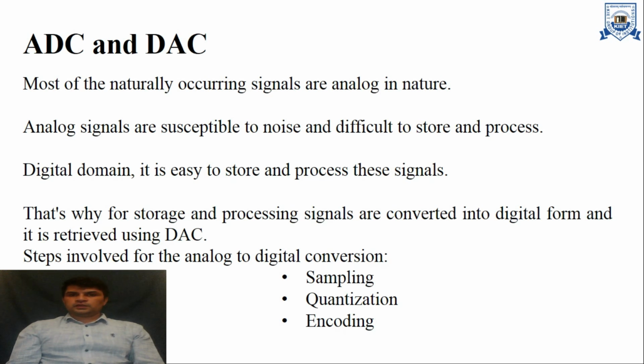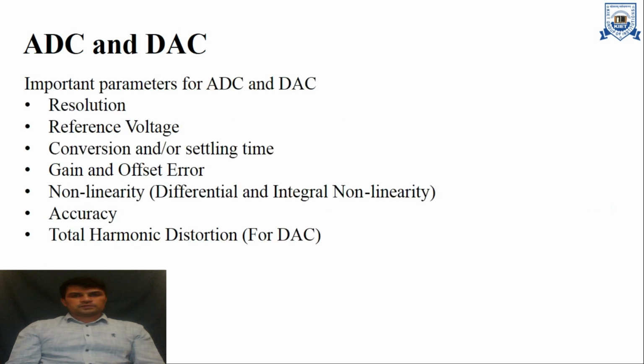Steps involved in the analog to digital conversion, means steps involved in the ADC process: first sampling, then quantization, then encoding. Some important parameters of ADC and DAC are: while designing these converters we have to choose parameters like resolution, reference voltage, conversion time, settling time, gain, offset error, non-linearity, accuracy, total harmonic distortion.